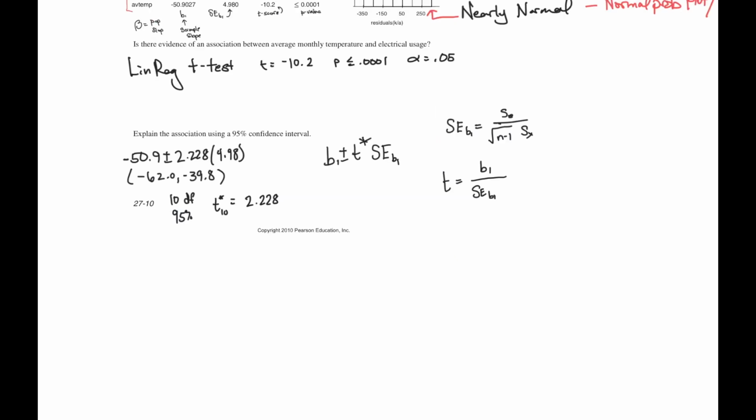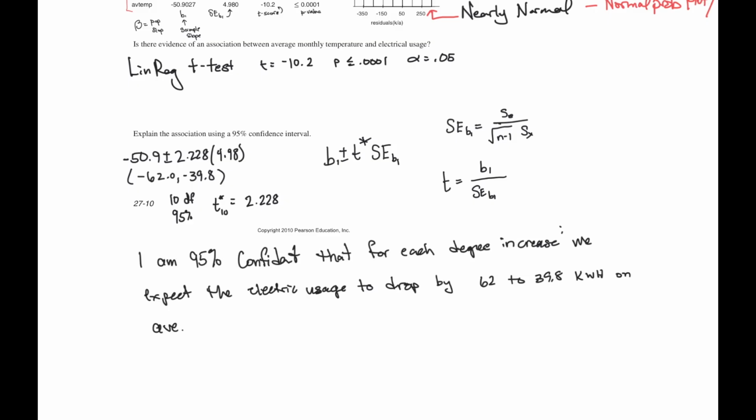All right, so here's the conclusion. And you're going to recognize there's a lot of that slope description in here. I'm 95% confident that for each degree increase, we expect the electric usage to drop by 62 to 39.8 kilowatt hours on average. So keep in mind that when you go to write the conclusion out, think about slope and how can I write that out in context. That's a little tricky, so it might take a little bit of practice. But ultimately, that's the process we're going to be doing for this.